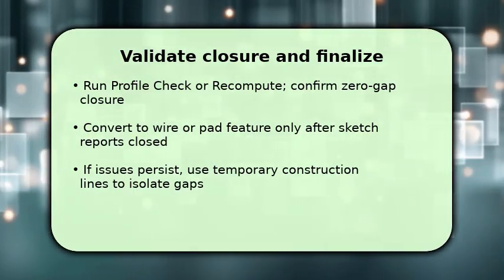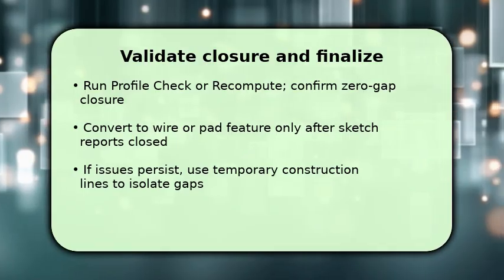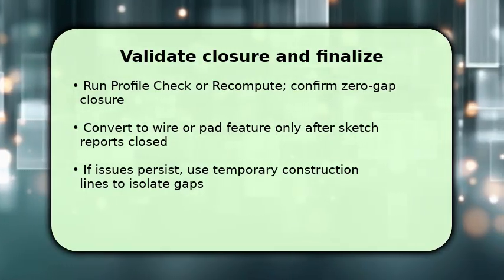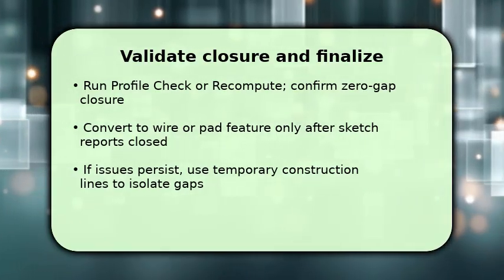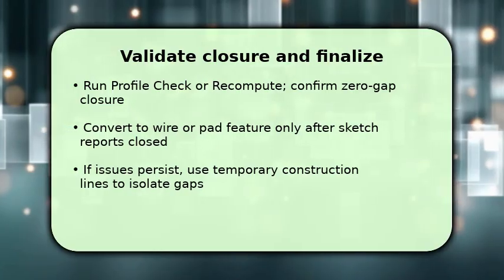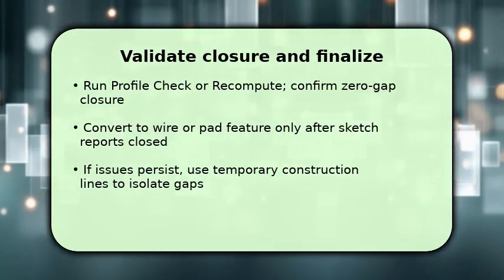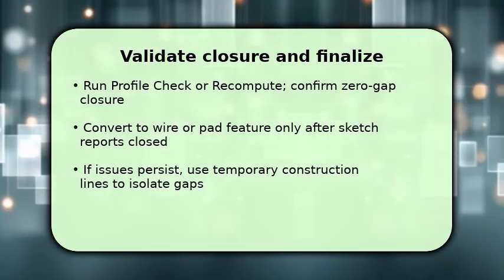If Catia still reports an open sketch, make a small construction line between the questionable endpoints and constrain it. This isolates the problem and reveals conflicting constraints. As a quick troubleshooting tip, remove recently added constraints.